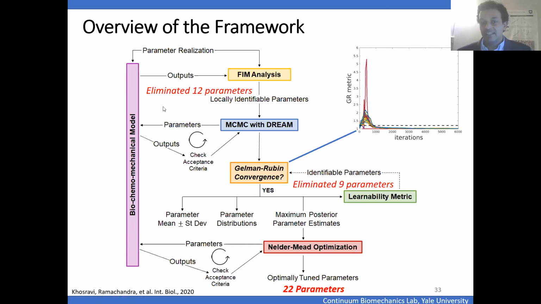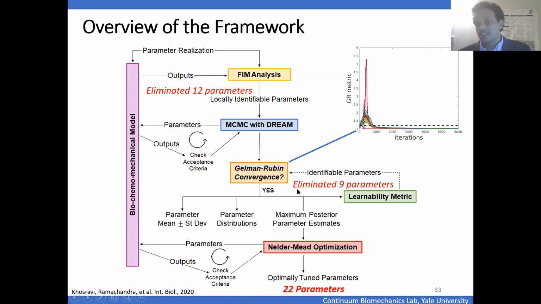And if they have, then I look at the parameter means and distributions. And of course, I look at the global identifiability and the learnability metric, and find out if the parameter can be identified. So with this exercise, we were able to eliminate 9 parameters because they were not globally identifiable. So we have removed a total of 21 parameters now.